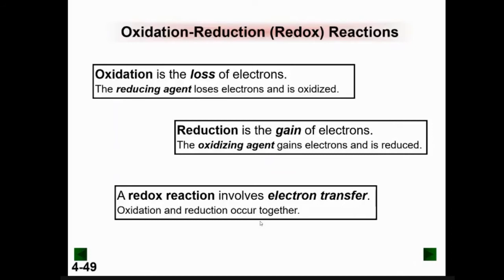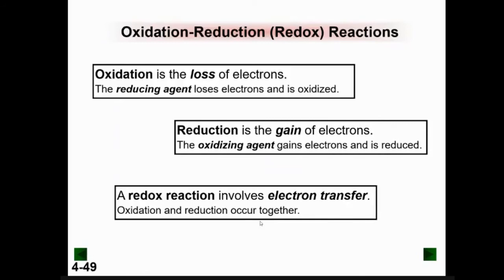And together, they have to happen together. One has to lose an electron for another one to gain an electron. So these go hand in hand, so we call them redox. Now, oxidation should become more positive over the course of the reaction, and reduction should be becoming less positive. That's how I like to describe it as far as positivity.